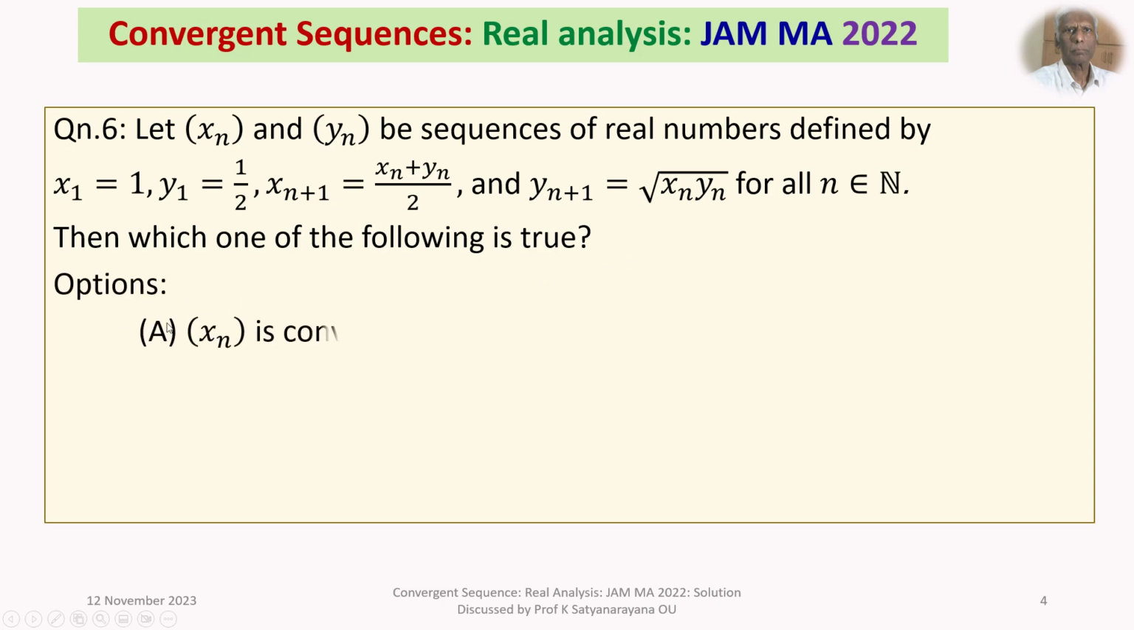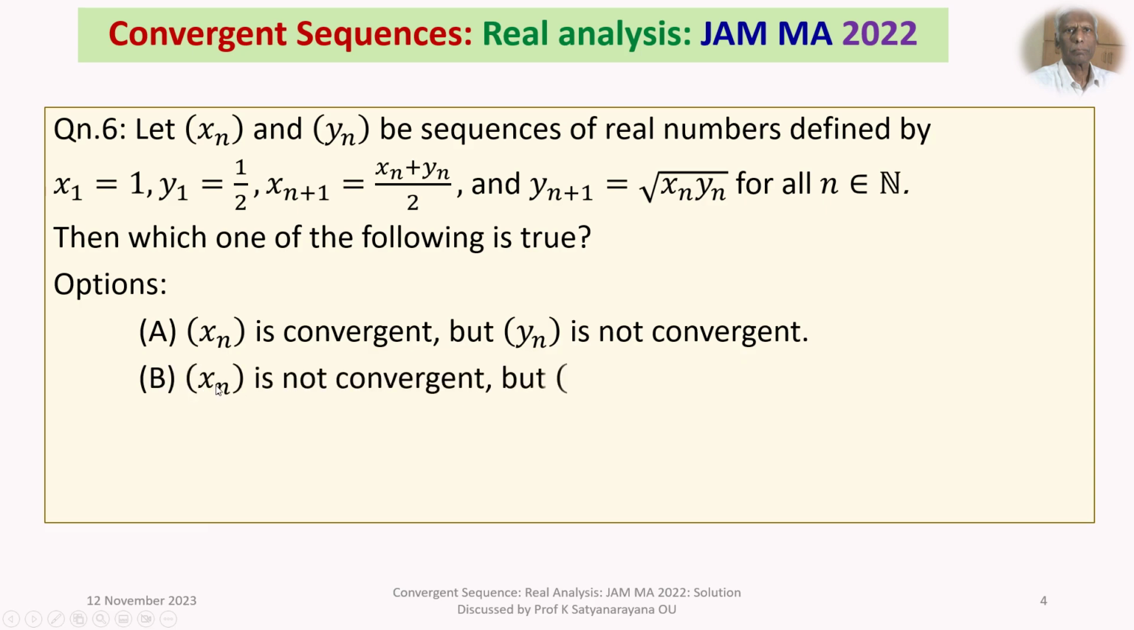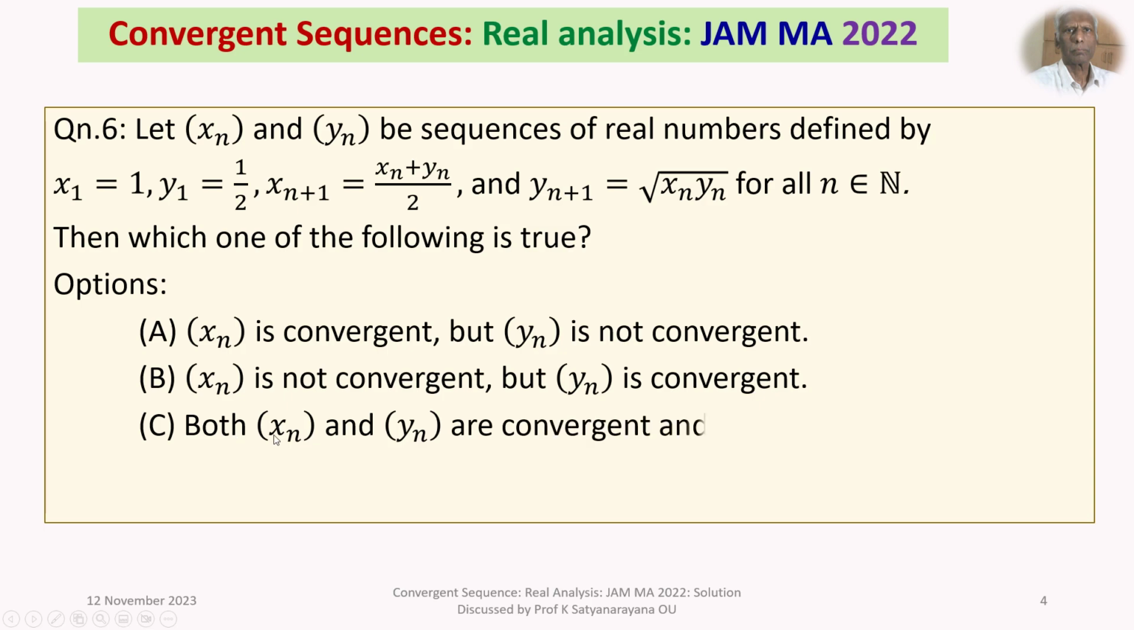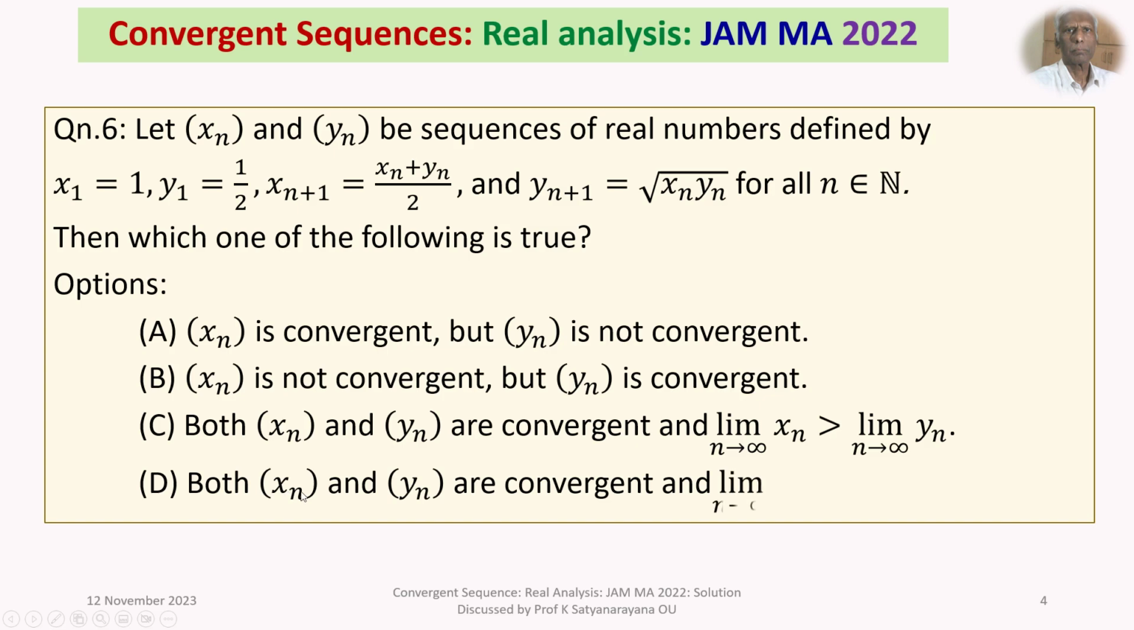We are given 4 options. Option A, the sequence xn is convergent but sequence yn is not convergent. Option B, sequence xn is not convergent but sequence yn is convergent. Option C, both the sequences xn and yn are convergent and limit n tends to infinity of xn is greater than limit n tends to infinity of yn. Option D, both the sequences xn and yn are convergent and limit n tends to infinity of xn is equal to limit n tends to infinity of yn.